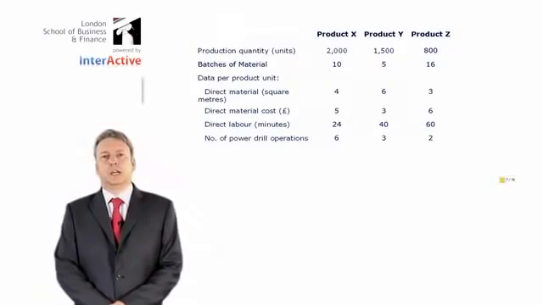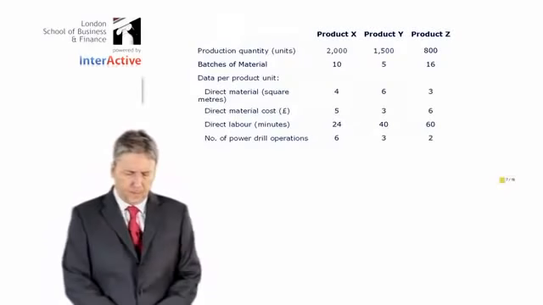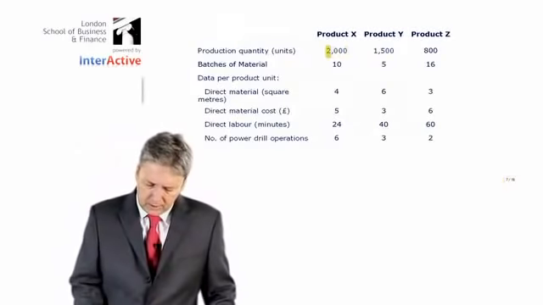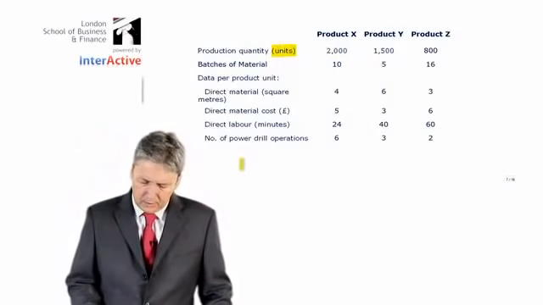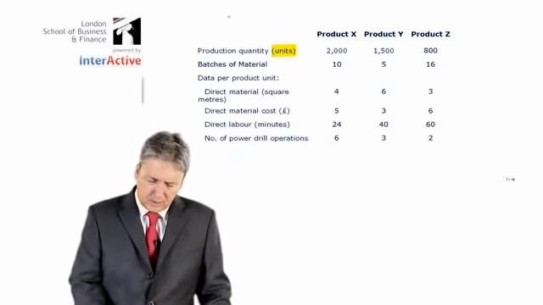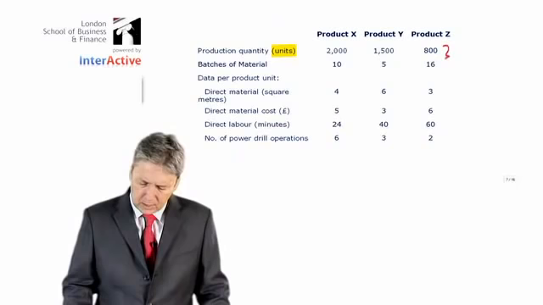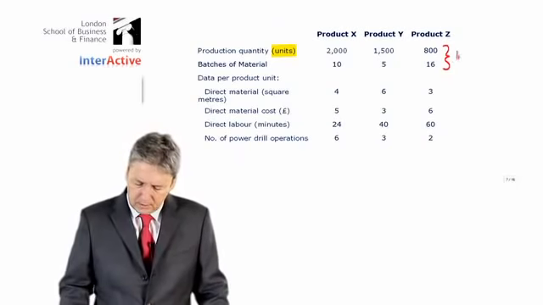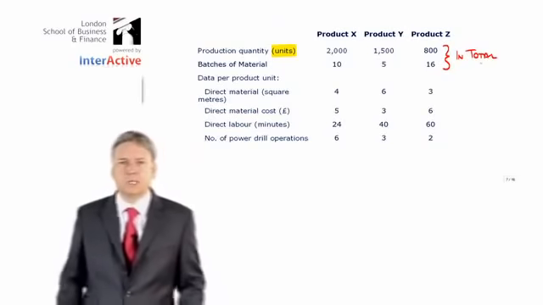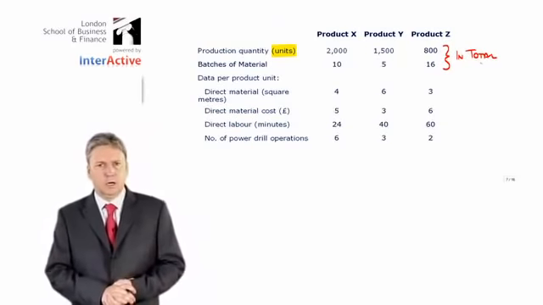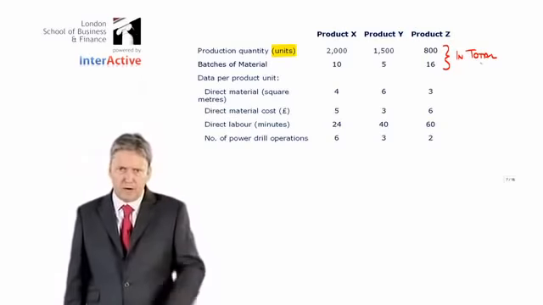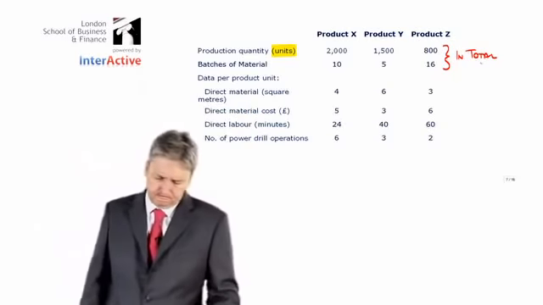Then we look at the box of data that we're given. We're given the production units. We're given the batches of material. Now, just an interesting point here, something I always like to pick up on. This information is given in total for the budgeted level of activity for the period of time. Okay? Just something to bear in mind later on.